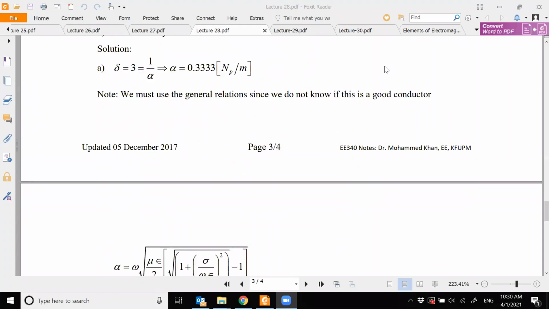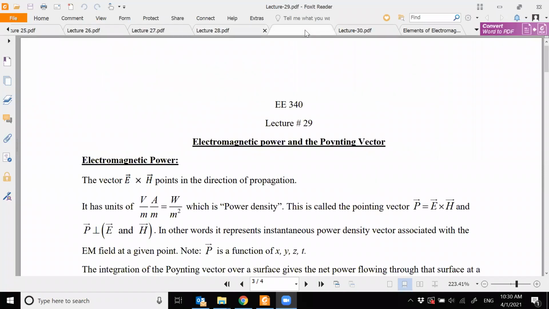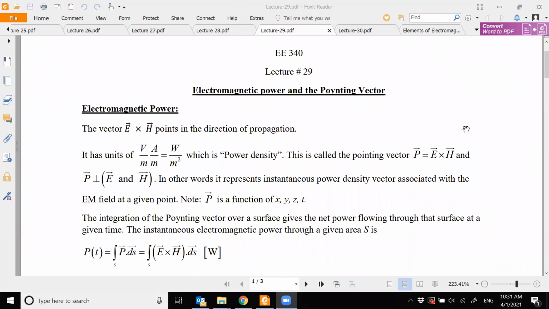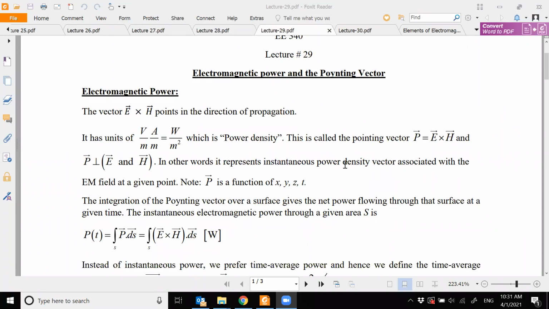Okay, so now let's come back to our lecture. We are now looking at our electromagnetic power, and we are starting with a very simple argument. If my electric field and magnetic field are traveling in the same direction, the direction of propagation is the same, because my electric field cross magnetic field points to the direction of propagation.